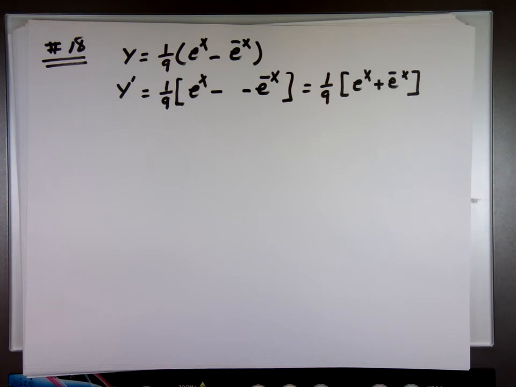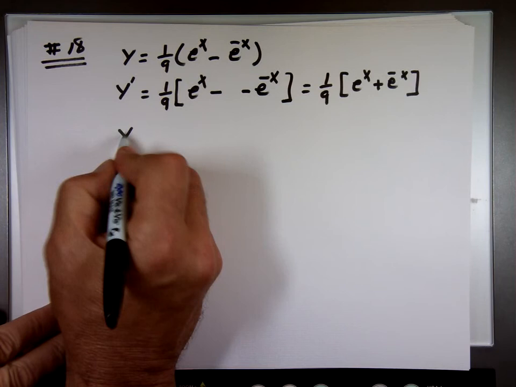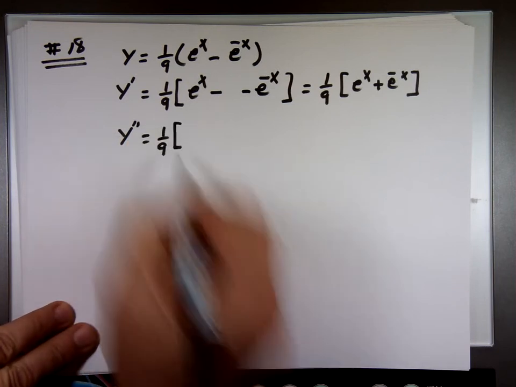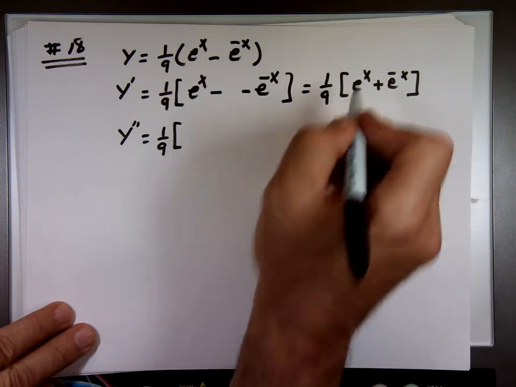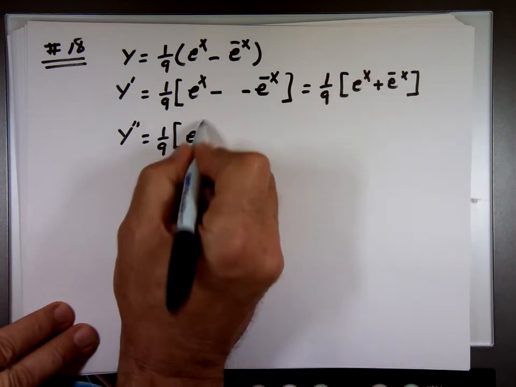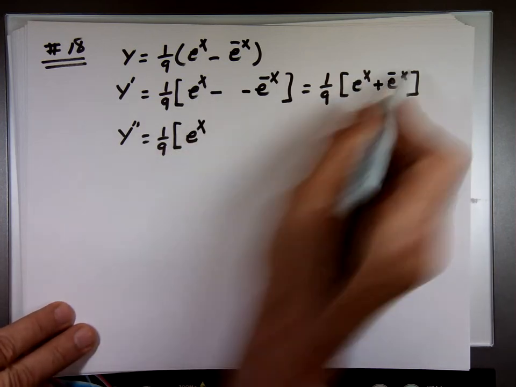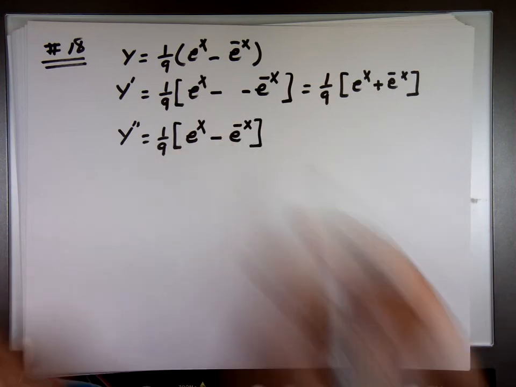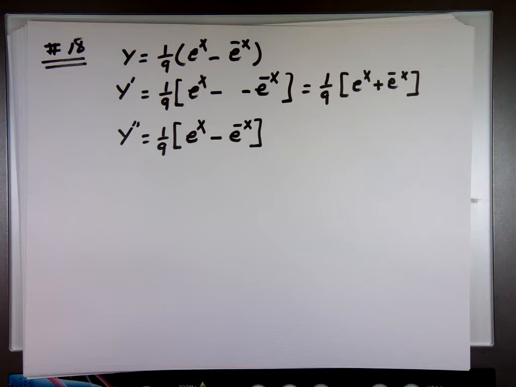What's the second derivative? There's the 1/9 in the front. Derivative of e to the x, e to the x. e to the minus x, minus e to the minus x. What do you know? Look at that. Same as the function.